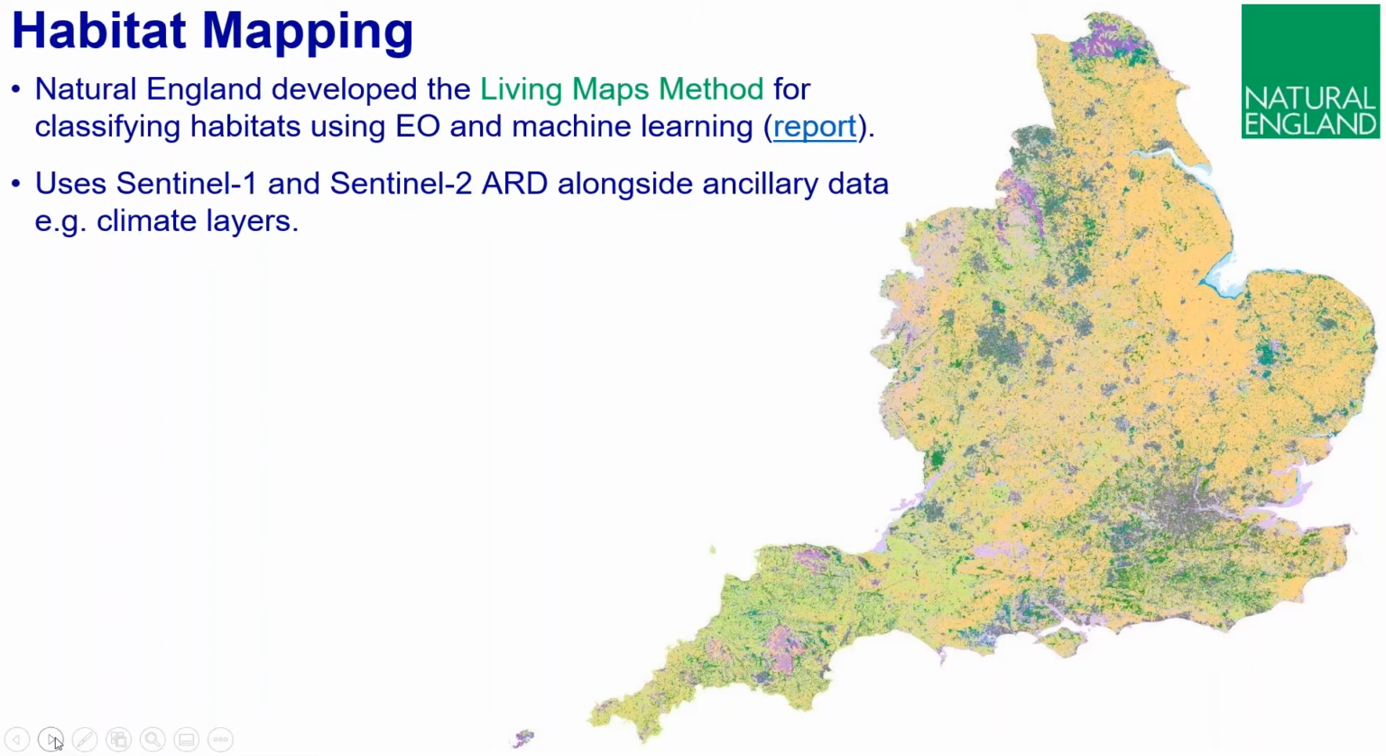Habitat mapping. This is one of the earliest, most popular applications for EO data, because people really need national habitat maps. It's got so many uses for modelling, for informing operations and site assessments. And Natural England made it a priority to develop a method for classifying habitats using Earth observation data and machine learning. And there's a link in these slides to a report that explains how that was done. It uses Sentinel-1 and Sentinel-2 with other ancillary data like weather data, infrastructure like roads and buildings.